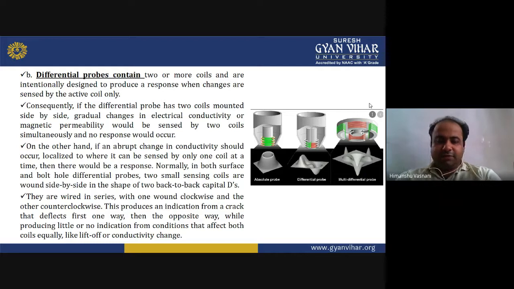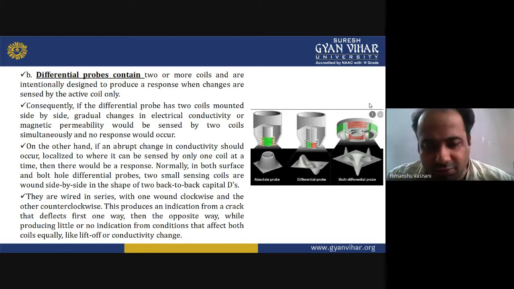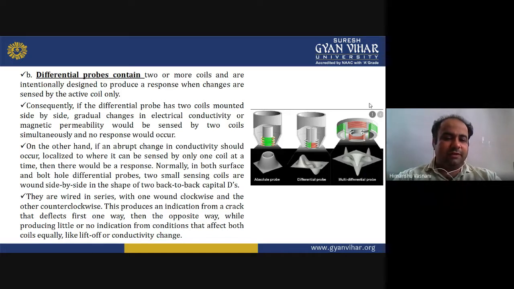This produces an indication from a crack that deflects first one way, then the opposite way, while producing little or no indication from conditions that affect both coils equally, like lift-off or conductivity changes.